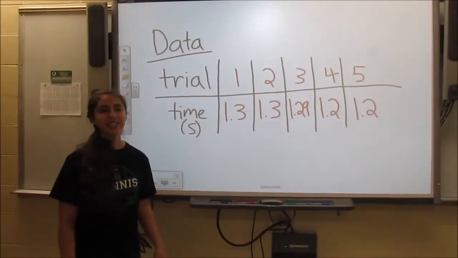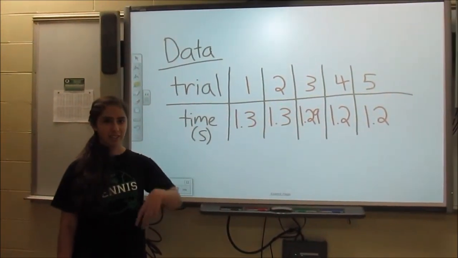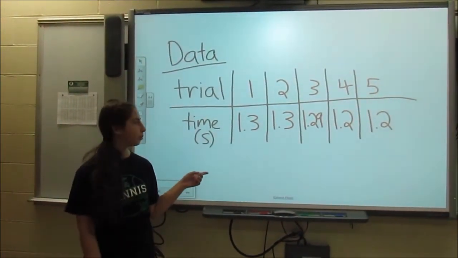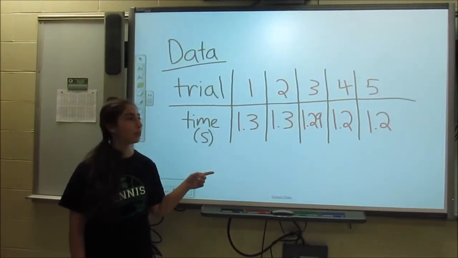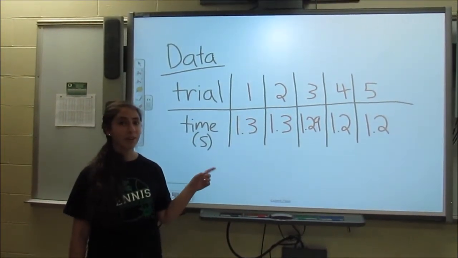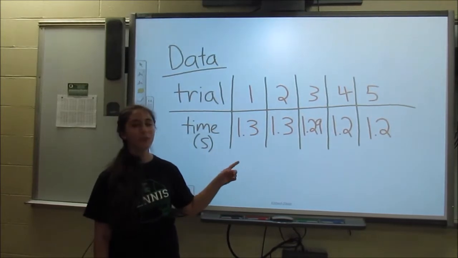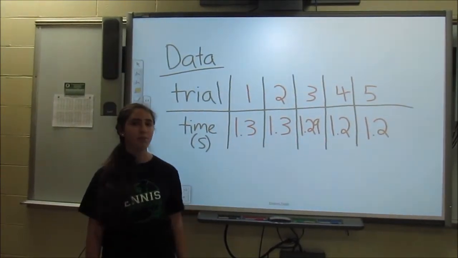Alright. For each trial, we let the car slide down the ramp. Trial 1, the time was 1.3 seconds. Trial 2, the time was 1.3 seconds. Trial 3 was 1.29 seconds. Trial 4 was 1.2 seconds. Trial 5 was 1.2 seconds.